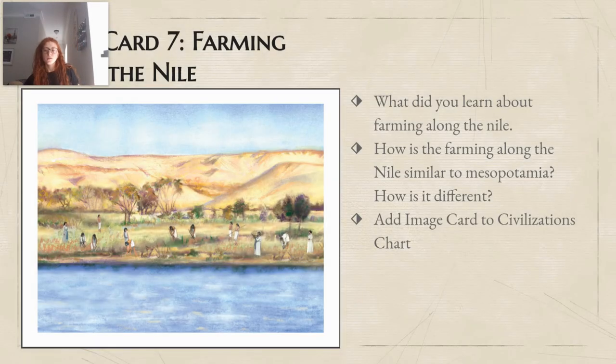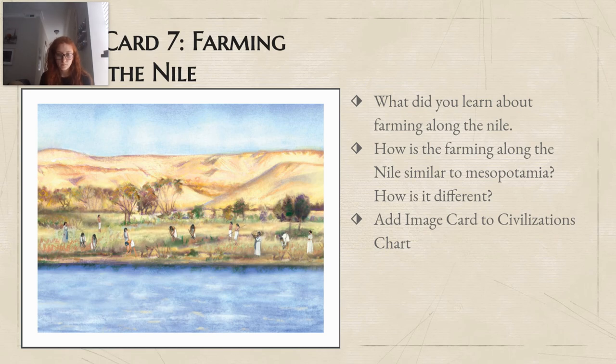All right. So what did you learn about farming along the Nile? What did you learn? That it was a good thing, right? It helped them. That's why they were able to grow crops, right? And we already talked about how it was similar to Mesopotamia and how it was different.